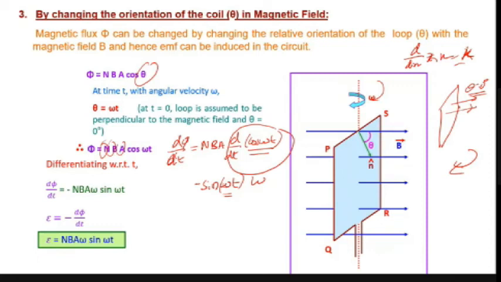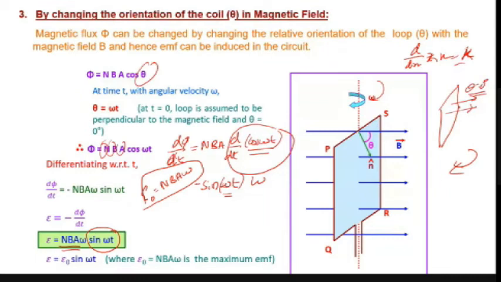How much will be the EMF? See here, sin omega t becomes 1, which means E is equal to NBA omega. That is the maximum value. So the maximum EMF possible, E max, or I'll call it E naught, is NBA omega. This is the expression for maximum EMF. So instead of NBA omega, I can write E naught, the maximum EMF.